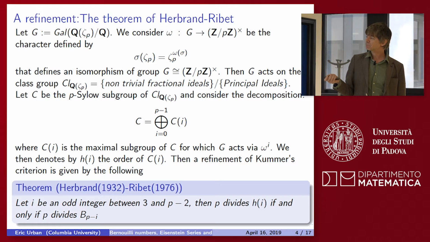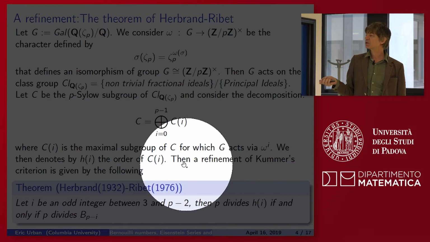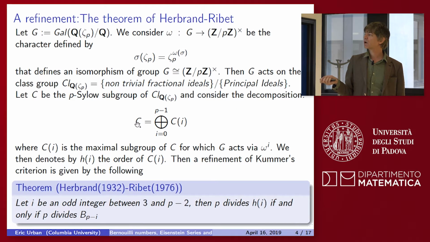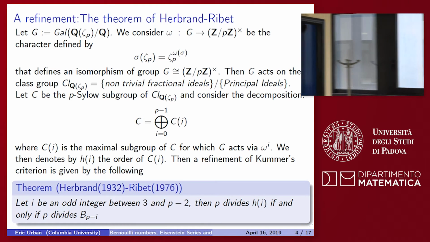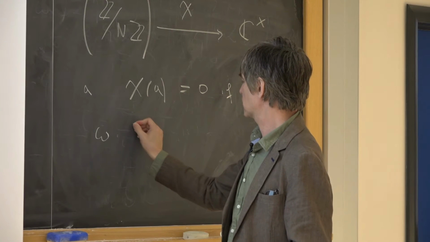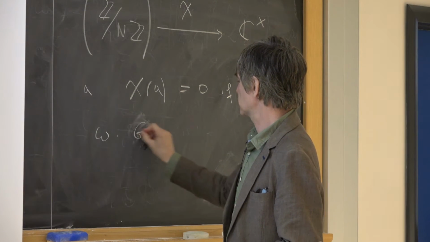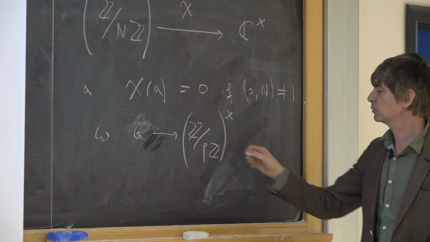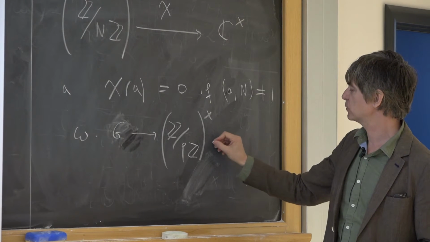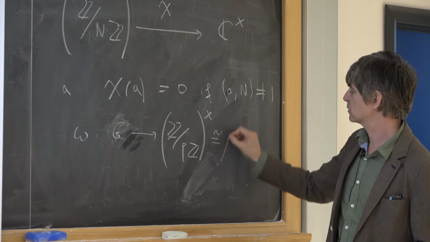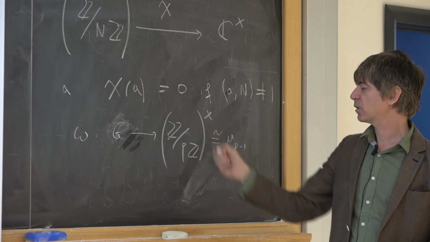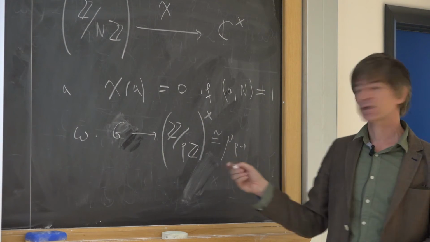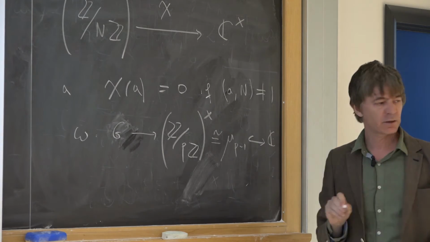Okay. So you have such a decomposition because those characters omega to the i, when i runs from 0 to p minus 1, give you exactly the set of all characters of G. Maybe I should say that omega goes from G to Z mod pZ cross, and this is a set of p minus 1 roots of unity, and you can embed this in C cross.